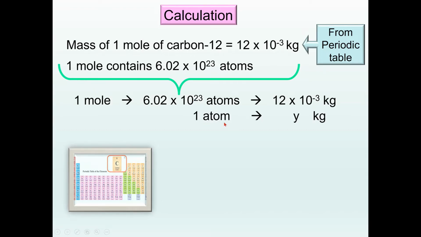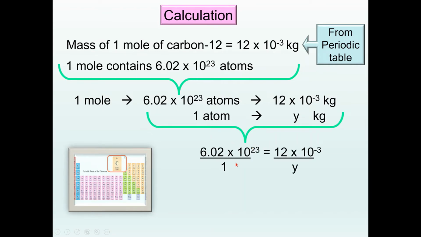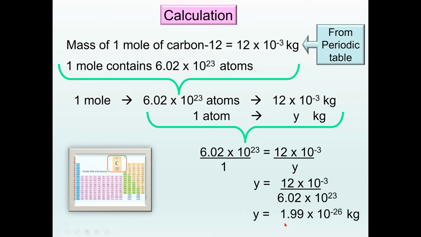For 1 atom, how many kilogram? So we use a ratio method. 6.02 times 10 to the power of 23 per 1 equals 12 times 10 to the power of negative 3 divided by Y. So the mass of 1 atom of carbon-12 equals 12 times 10 to the power of negative 3 divided by 6.02 times 10 to the power of 23, which equals 1.99 times 10 to the power of negative 26 kilogram. So this is the mass of 1 carbon-12 atom.